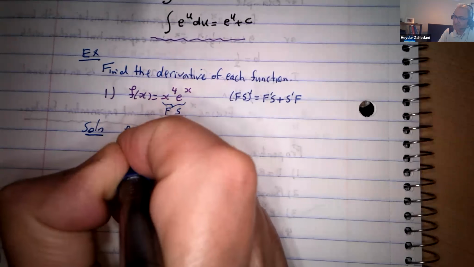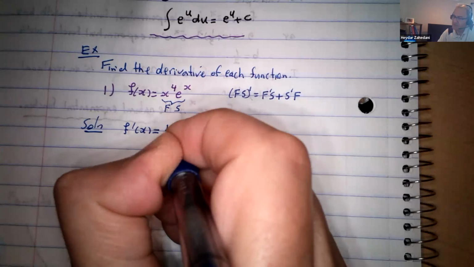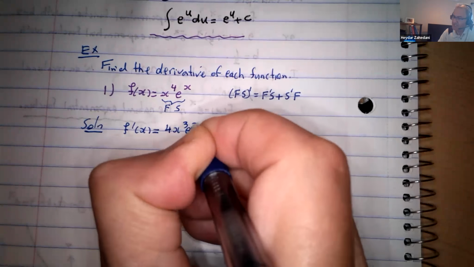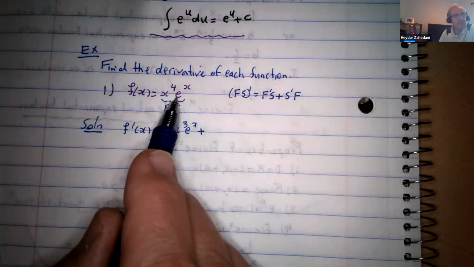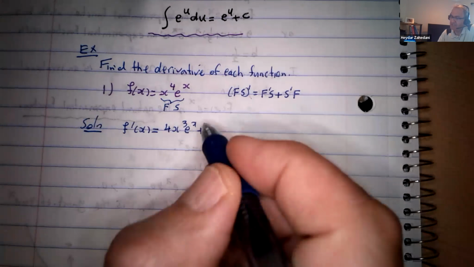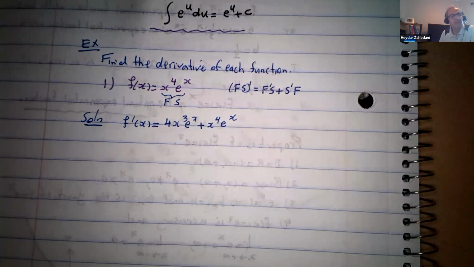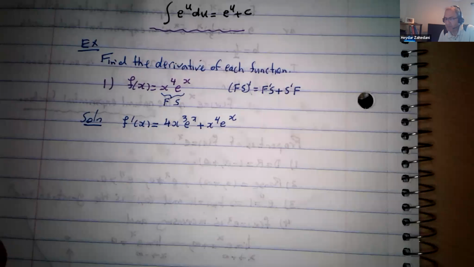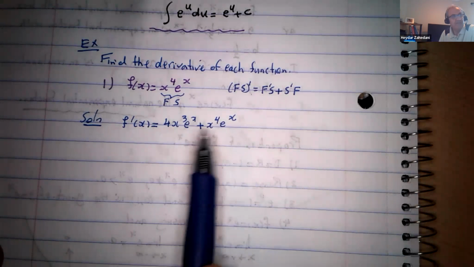So what's f prime of x? The derivative of the first one, the derivative of x to the fourth, is simply 4x cubed, times the second one, e to the x, plus the derivative of the second one times the first one. The derivative of the second one is just e to the x, because the derivative of e to the x is just e to the x, times the first. So it's going to be x to the fourth, e to the x. No simplification is possible. Some people try to simplify it, but you can't. Some people factor out e to the x. So what? It's already done.